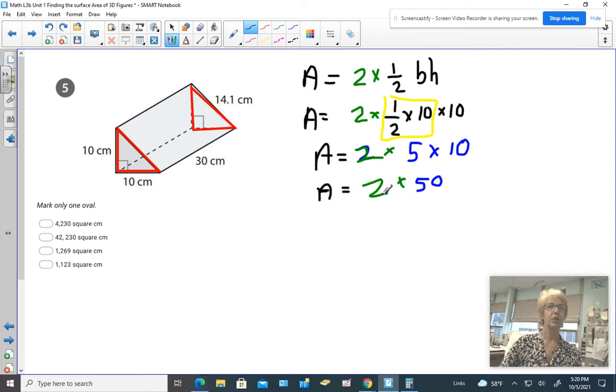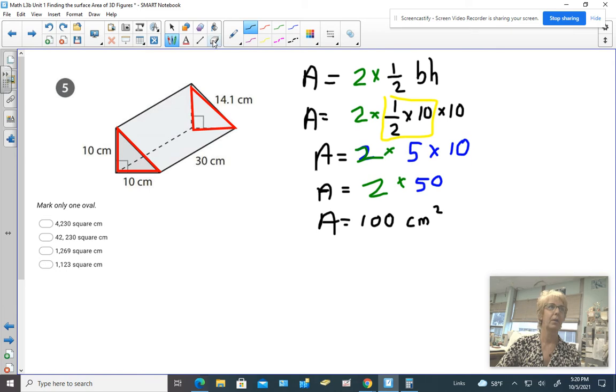All right, so if we finish up, we know the area of one of them is 50, but we have 2. So if we do 2 times 50, that would give us 100 square centimeters for the area of the 2 triangles. All right, so that covers the triangular bases.